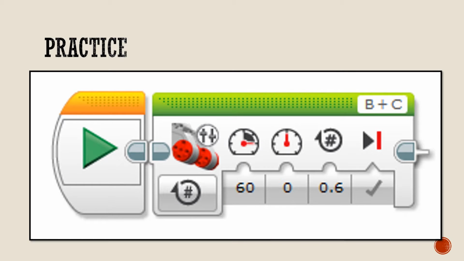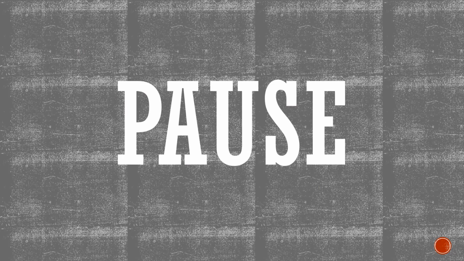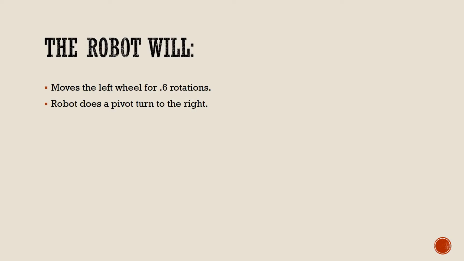Discuss with your team what this block will do when run on a robot. Press pause. This robot will rotate its left wheel 60 degrees for 0.72 rotations.